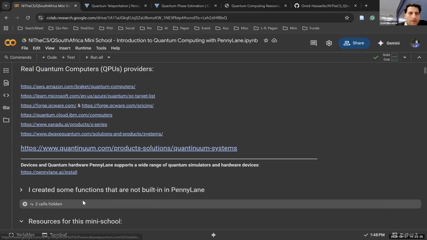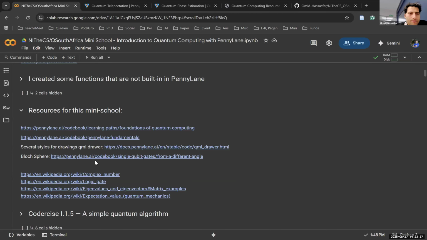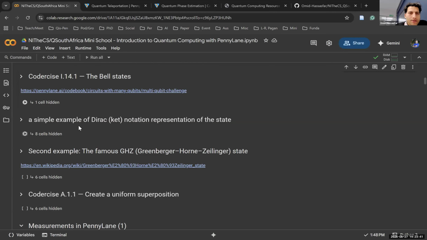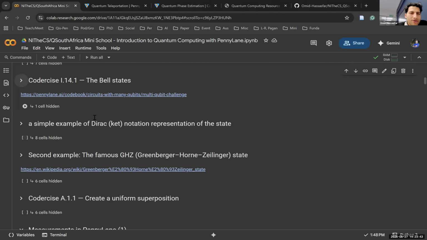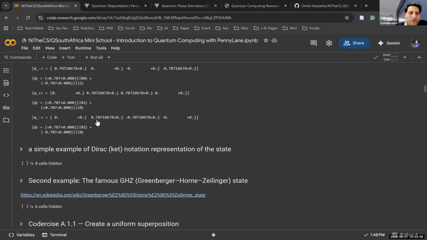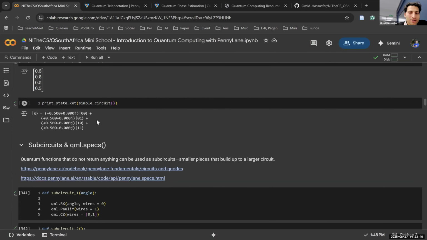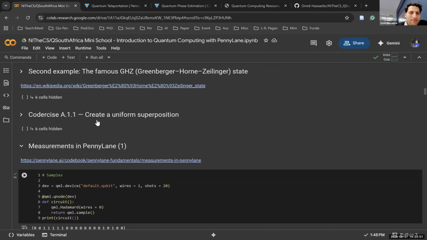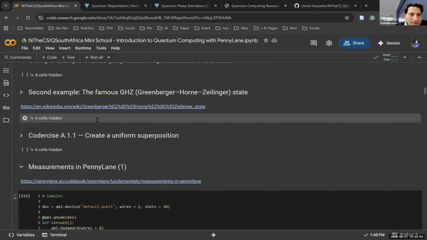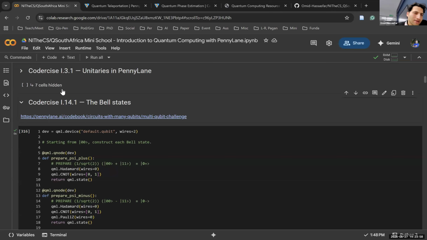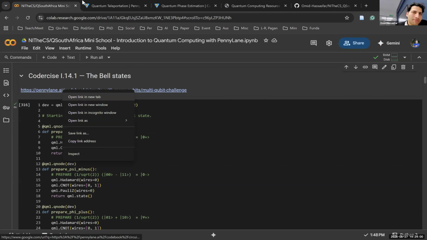I already talked about these. These are for the previous sessions. One thing that I didn't mention, I should have mentioned before talking about GHZ, because I mentioned something about GHZ, but I didn't mention the Bell state. Where is that Bell state? Yeah, I just added this one here, the famous Bell state.